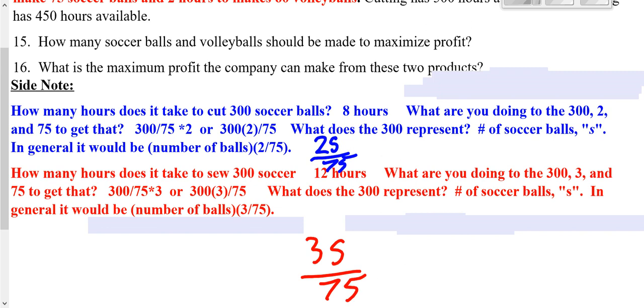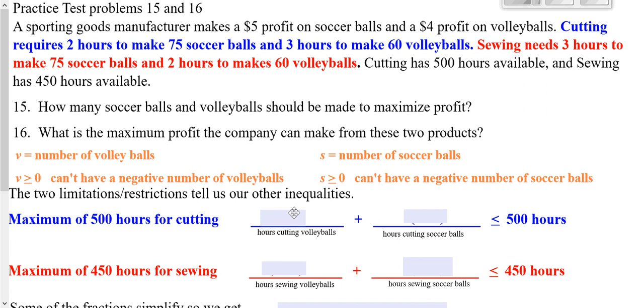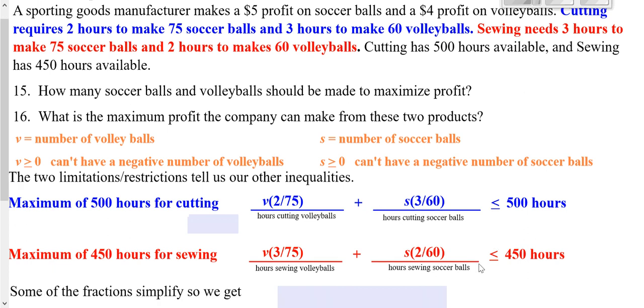So if we look at that on the next slide here, for cutting, it's the number of balls times 2 divided by 75. For cutting of soccer balls, it's going to follow that same pattern of soccer times 3 divided by 60. Sewing is going to follow that same pattern, number of balls times 3 divided by 75. And then for soccer, for sewing, it's going to be soccer balls times 2 divided by 60.